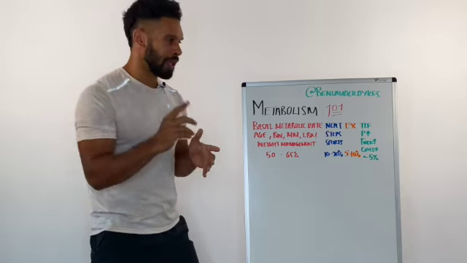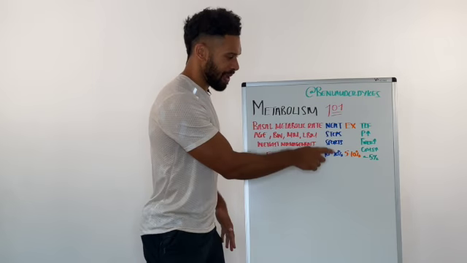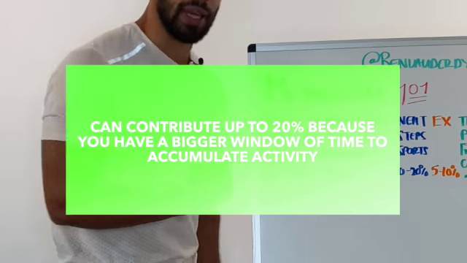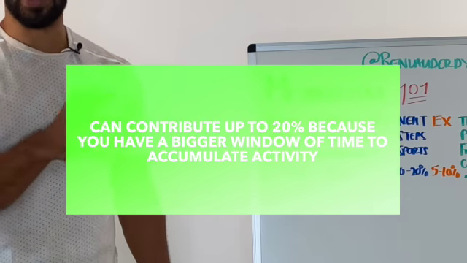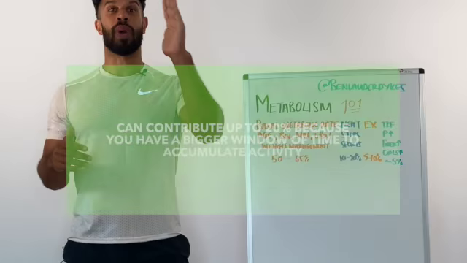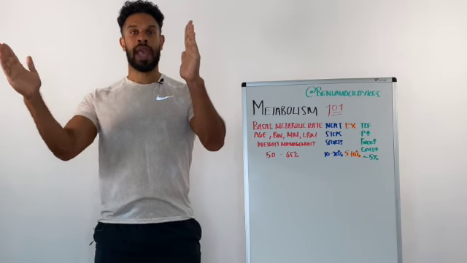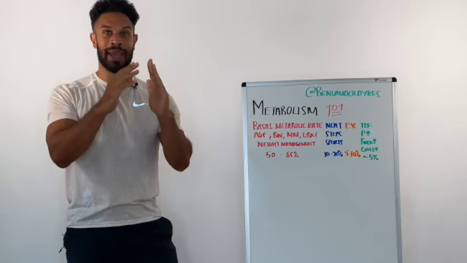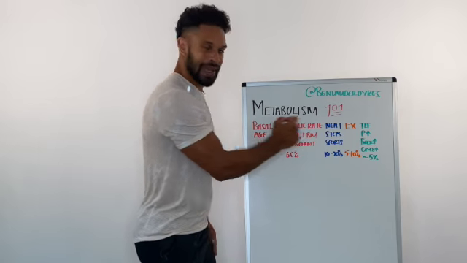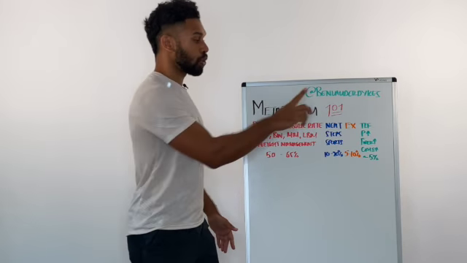whereas exercise is something that we plan to do. Now before we move on to exercise, let's finish talking about NEAT. So NEAT can contribute somewhere from 10 to 20% of your total daily energy expenditure, because you have such a big window of time from the moment you wake up to the moment you go to bed. Any activity you do between then requires energy and would fit underneath this category. Now we'll talk about exercise.